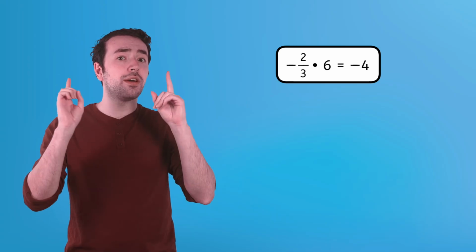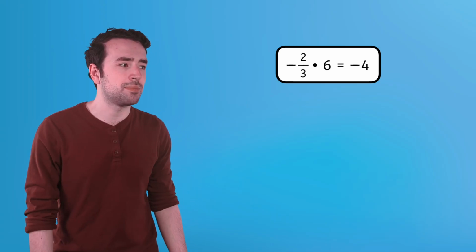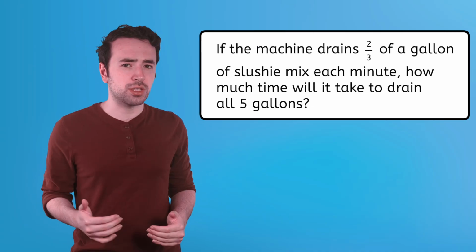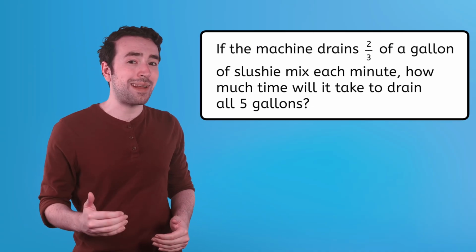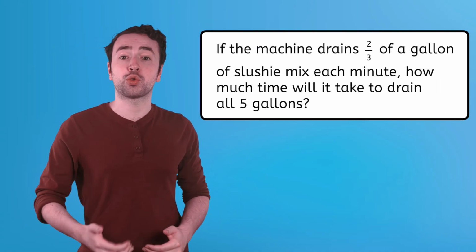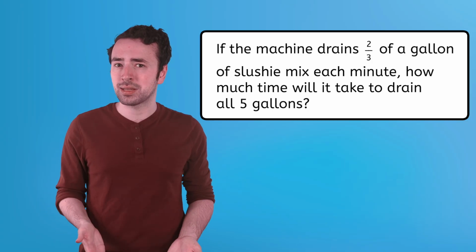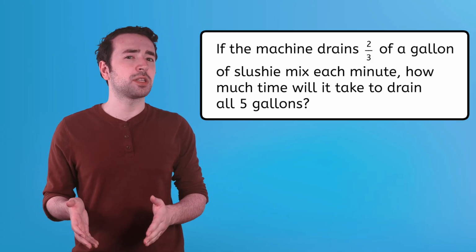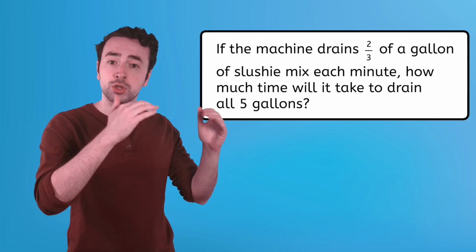We have 5 gallons of sour slushie to drain. When we multiply negative 2/3 by 6 minutes, we figured out we can only drain 4 gallons of slushie in 6 minutes. That's not enough. If the machine drains 2/3 of a gallon of slushie mix each minute, how much time will it take to drain all 5 gallons? Multiplying the rate by the amount of time helped us figure out how much slushie mix would drain.